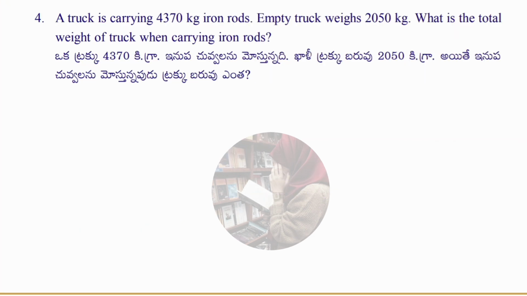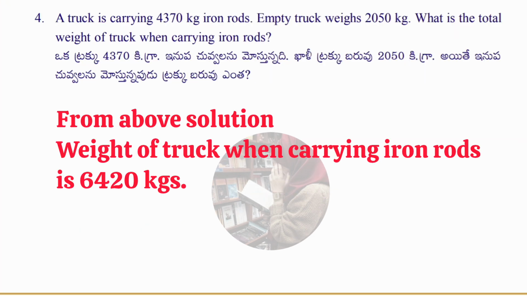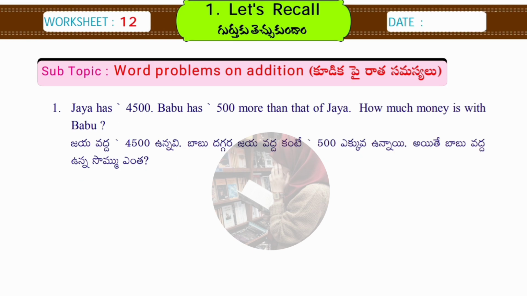Okay, let's see the fourth question, which is here question is the same. Now we have to find out the same, means total weight of the truck when carrying iron rods. From the above solution, means we have done already before in the problem itself. So here we can write it down as it is. From the above solution, weight of truck when carrying iron rods is 6420 kgs.